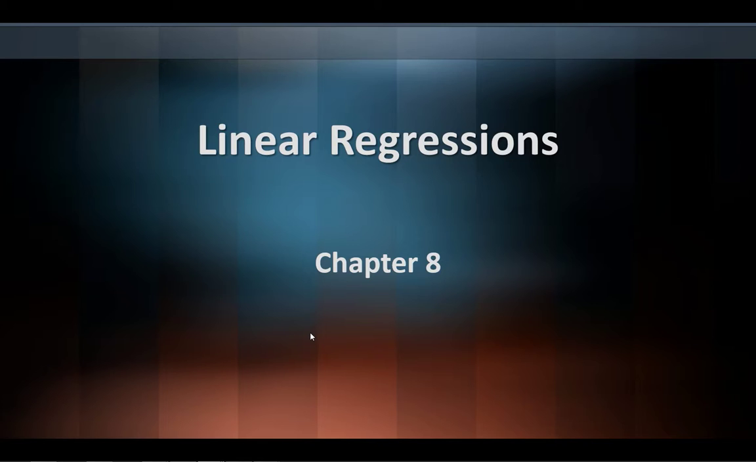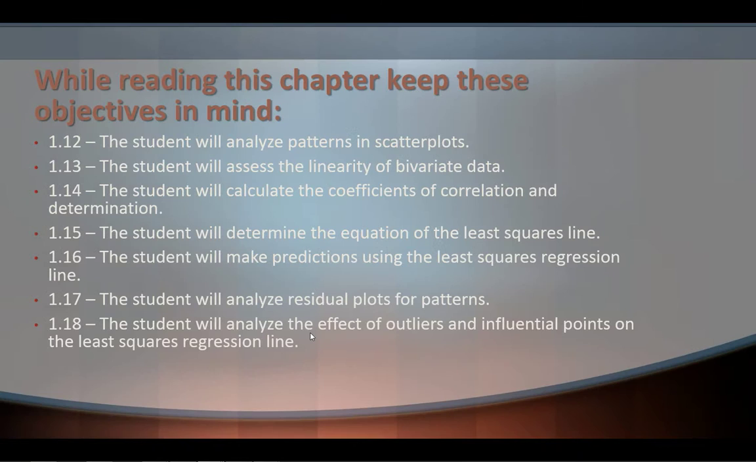A lot of this stuff is on the AP Stats test, so make sure you pay attention to it keenly, just as you would everything else, though. So let's go ahead and get started.